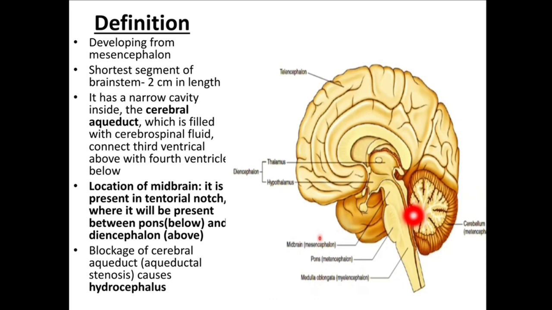This midbrain is present in the tentorial notch, between the pons below and the diencephalon above. So in this diagram we can see this area is the midbrain. The cavity of the midbrain is the cerebral aqueduct, with the diencephalon above and the pons below. Blockage of the cerebral aqueduct, aqueductal stenosis, causes hydrocephalus.